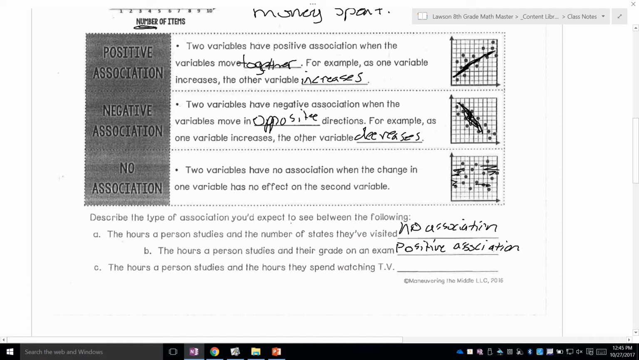So C says the hours a person studies and the hours they spend watching TV. Well, that's probably going to have a negative association, right? Because the more hours you spend studying, the less time you have to watch TV. So the more you study, the amount of time that you watch TV is going to go down. So we're going to say that this is a negative association.